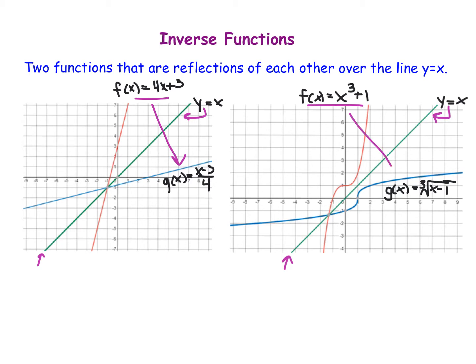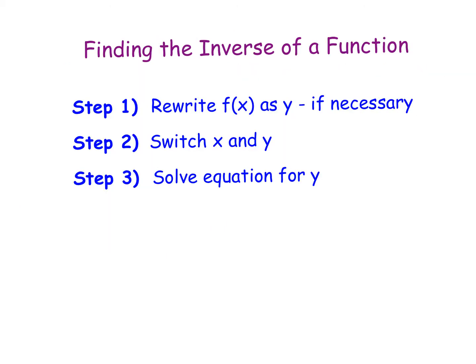We find the other function by using the fact that they are reflected over the line y equals x. Finding the inverse of a function is a fairly simple process. The first thing we're going to do is take our function notation, whether it's f of x, g of x, h of x, etc., because we know that's a fancy phrase for saying y, and rewrite it as y. That's only if necessary.